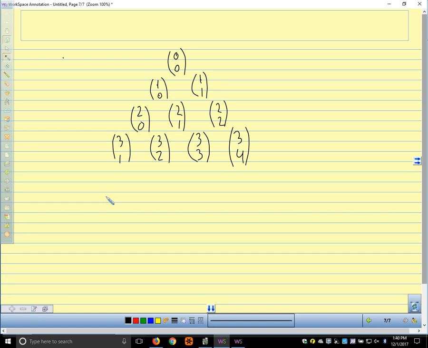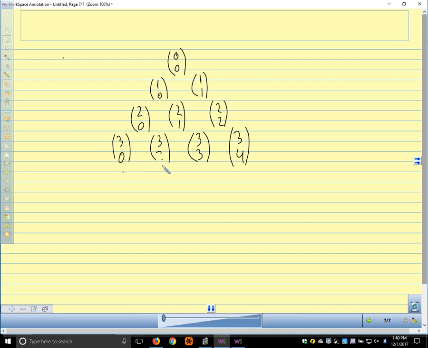So some of the problems in your homework say use Pascal's triangle to calculate such and such. What they're saying is you can write out a few rows of Pascal's triangle and get 3 choose 1, 3 choose 2, 3 choose 3, 3 choose 4 from the row of Pascal's triangle. You do not have to. Some people like to write out a few rows of Pascal's triangle just so they can pick out those binomial coefficients.